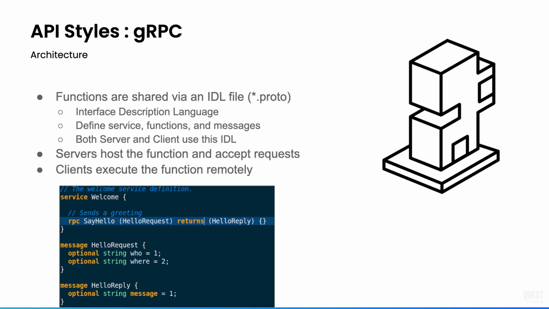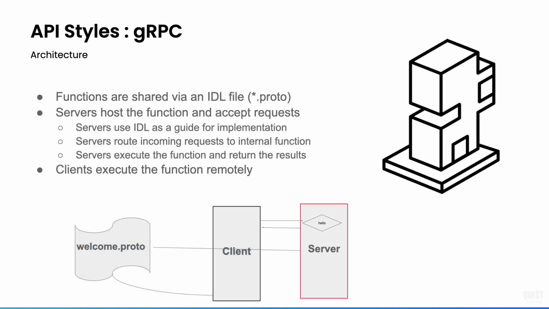And you can see in the example here, there's a welcome service. There's a little RPC function called say hello, which takes a hello request object and returns a hello reply object. And you can see below those two objects, those two messages. The hello request has two arguments, and the hello reply has just one member as well. So this is the shared understanding between the two parties.